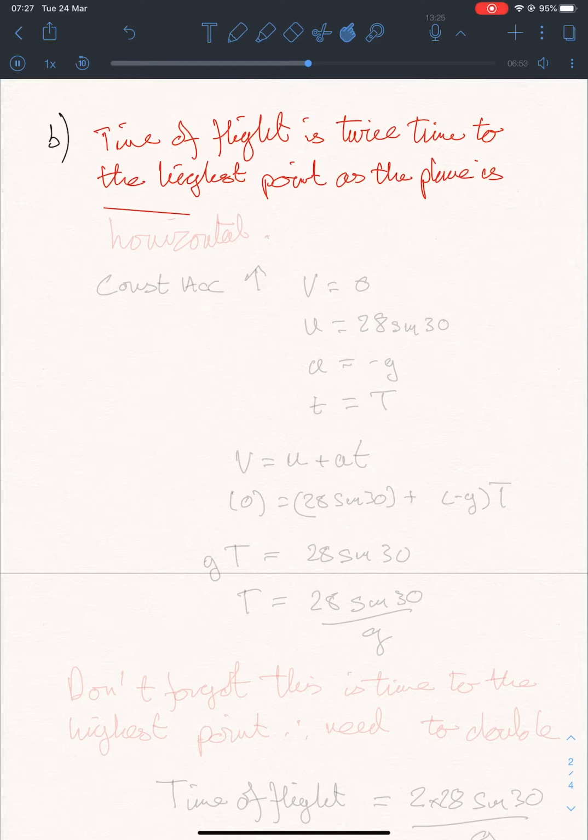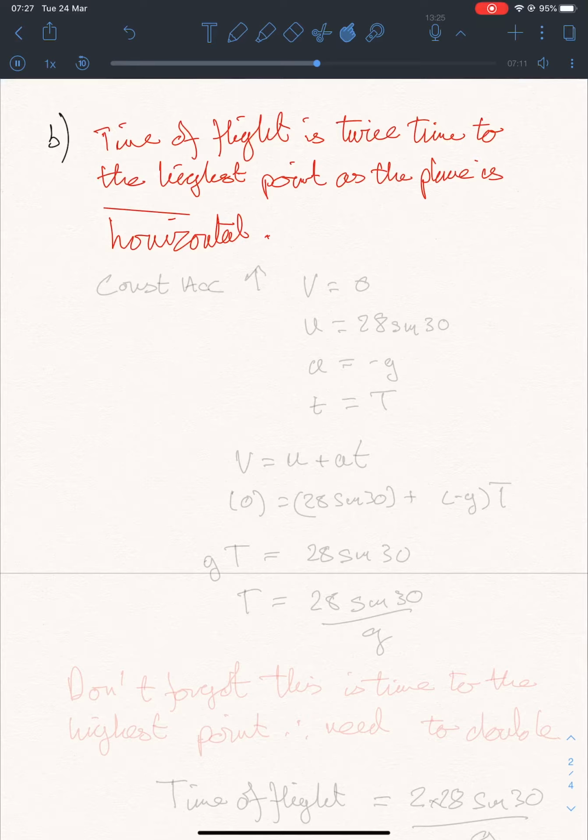Oops, something strange happened there. As the plane is... stopped working. As the plane is horizontal.